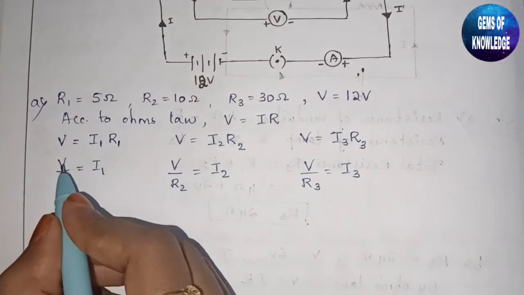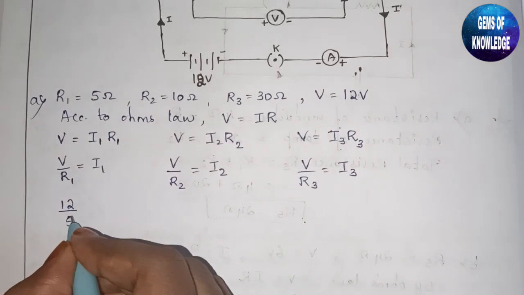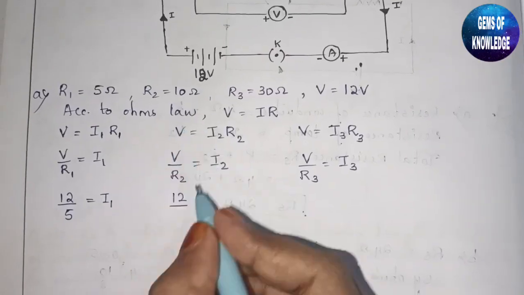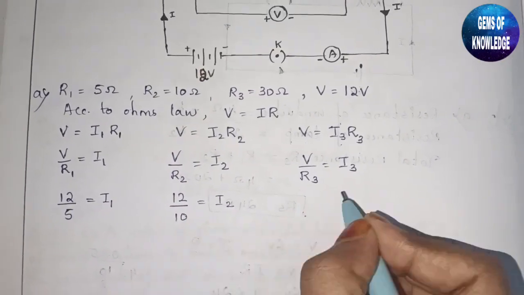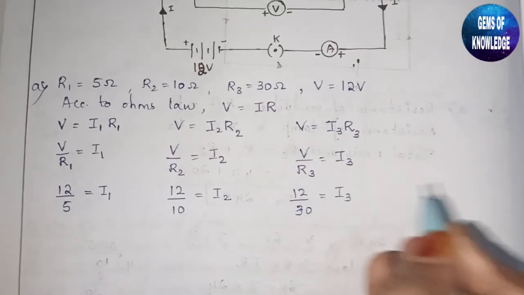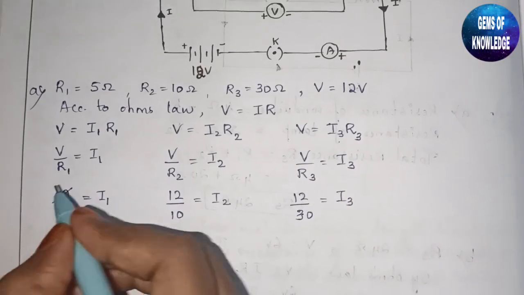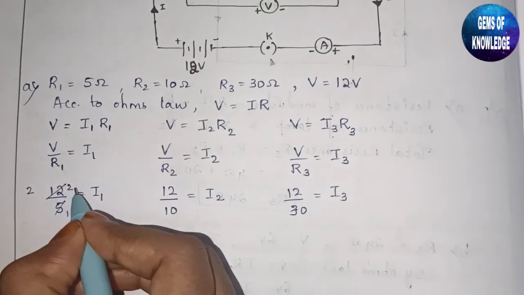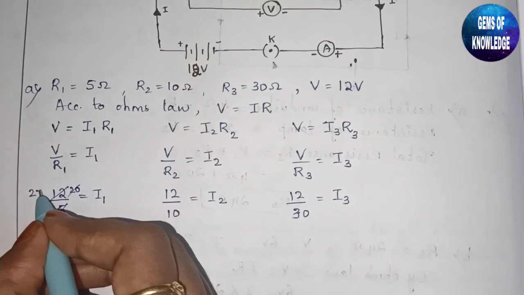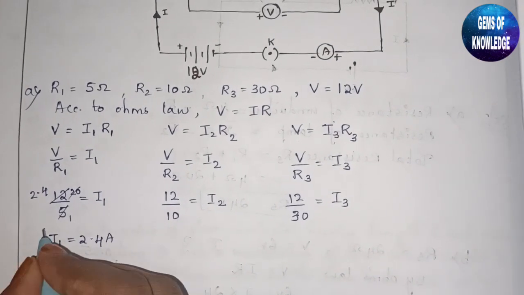Let us substitute. V value is common everywhere. 12 divided by R1, R1 is 5, which is equal to I1. 12 divided by R2, value is 10, which is equal to I2, and 12 divided by R3, value is 30, which is equal to I3. Now cancel this. 5 ones are 5, 5 twos are 10, 2 remaining. If we take 0 here, this will become point, and 5 fours are 20. So I1 is equal to 2.4 ampere.